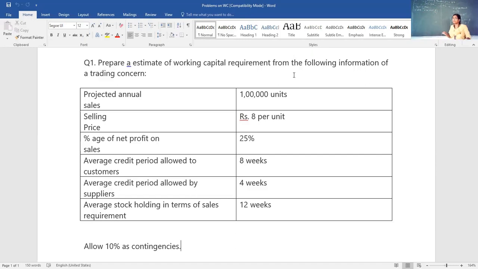Now, why 52? Because the time duration to make the payment for raw materials or stock is 12 weeks. So how many weeks does a year have? 52 weeks. Okay, because we are estimating the working capital requirement on a yearly basis. So if they have given in weeks, my denominator will be 52.